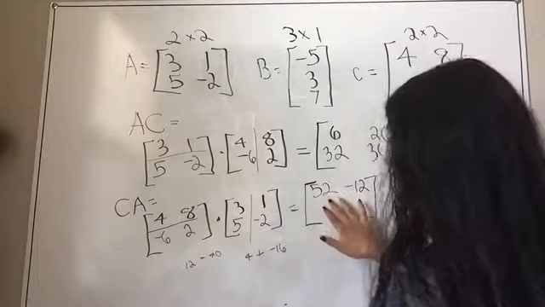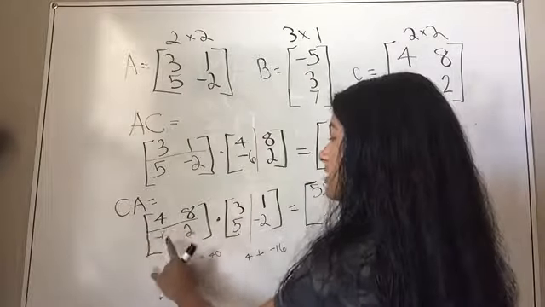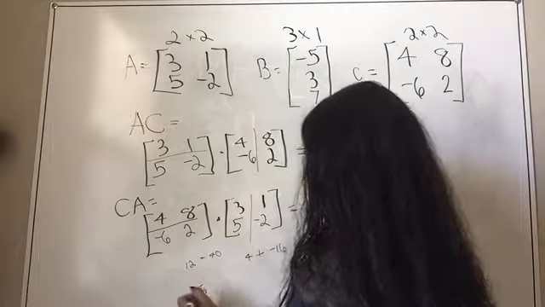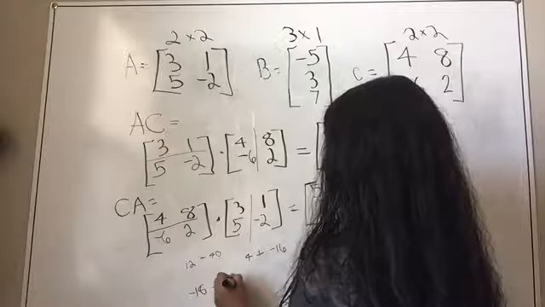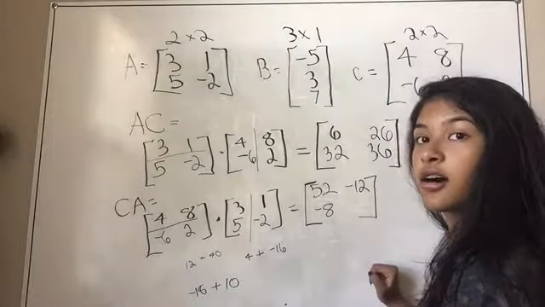Now we're going to do bottom row, left column. So this and this. Negative 6 times 3 is negative 18, plus 2 times 5 is 10. We get negative 8. All right.